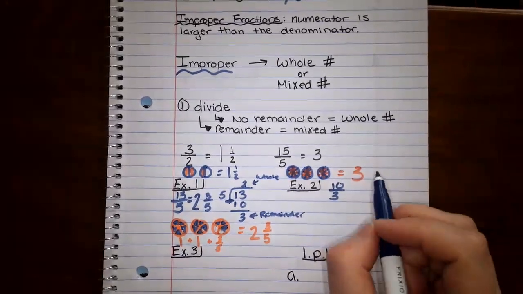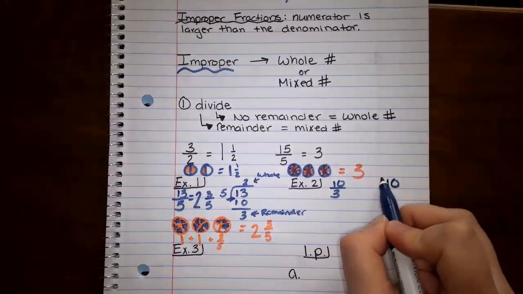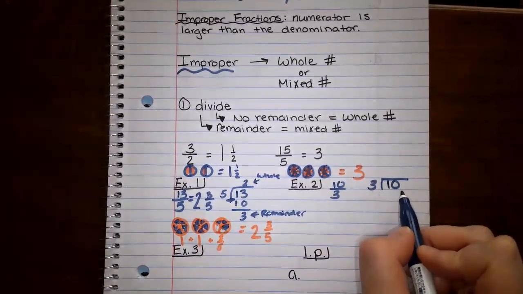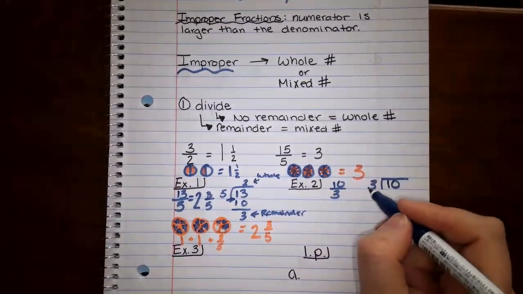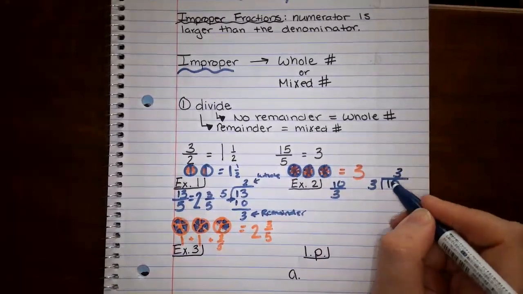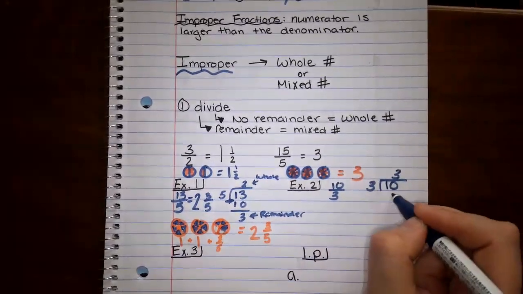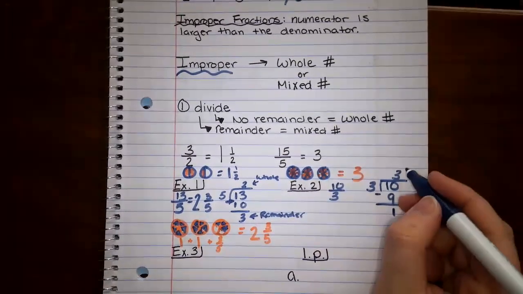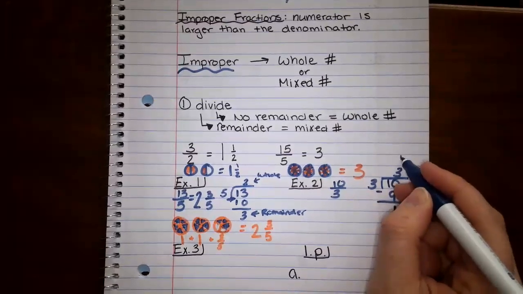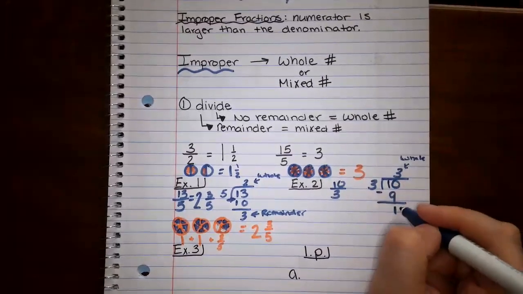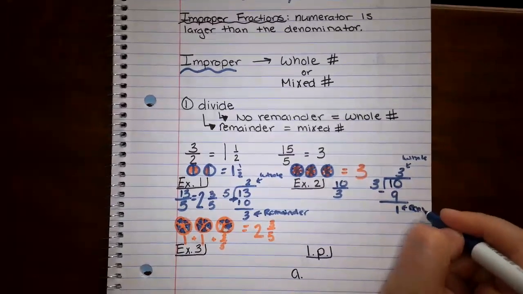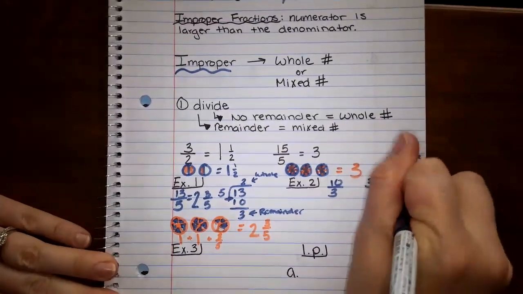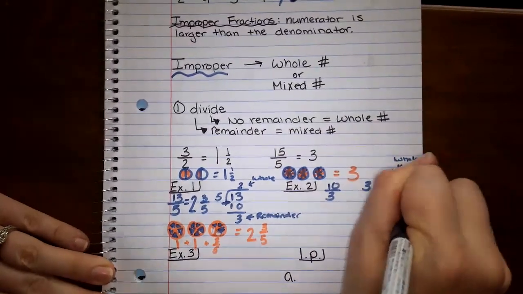Okay, so in order to divide, I'm going to take my 10 divided by my 3. 3 goes into 10. Let's think. I know 3 times 3 is 9, so it's going to go in 3 times. 3 times 3 is 9. Subtract. 10 minus 9 is 1. So here's my whole number again. And then here's my remainder. My remainder becomes my numerator of my fraction. I'm going to put an R for remainder.